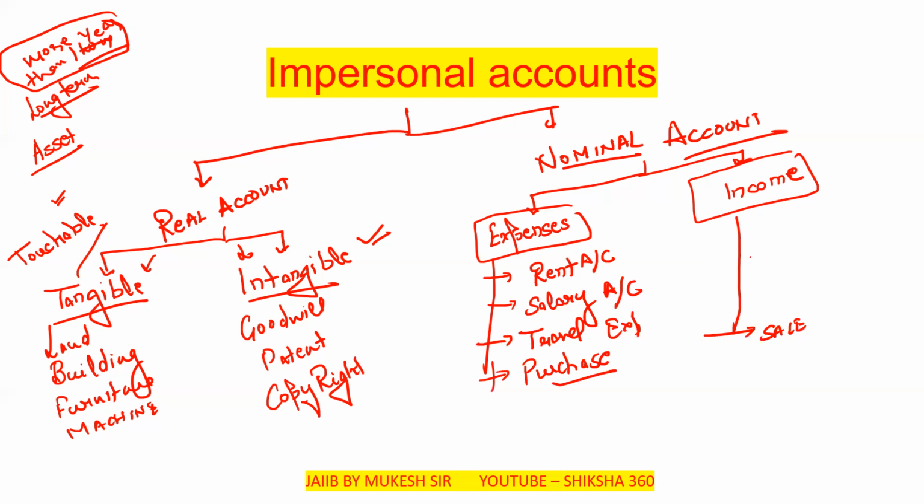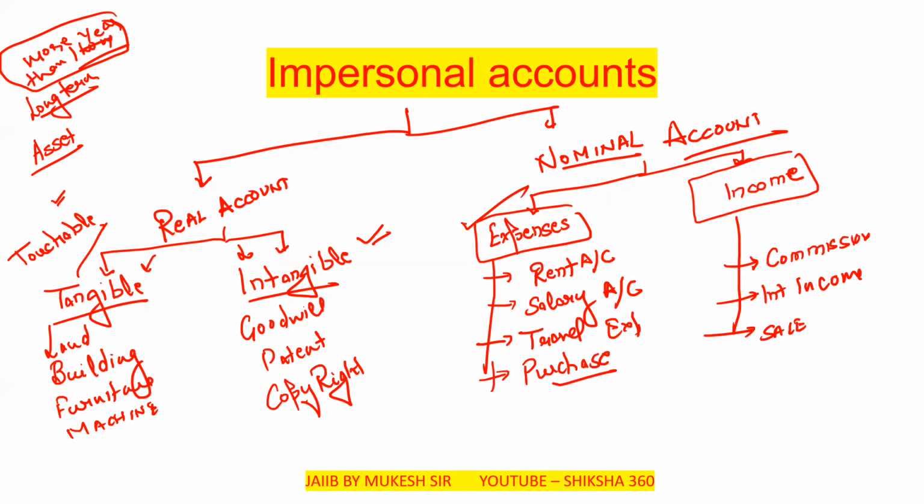If you are giving the salary, what you earn from it is commission. It is one of the earnings. Interest income. So these are the incomes, and these are the expenses. This is the overview of the impersonal account. Impersonal account is divided into two parts. First one is the real account, that is tangible and intangible. Second one is the nominal account, that is expenses and income.